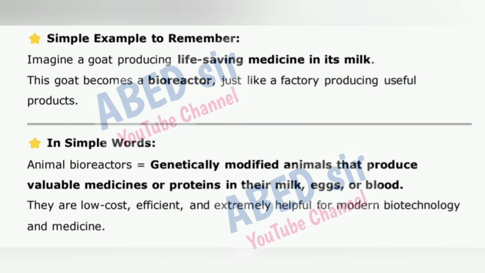Simple example to remember. Imagine a goat producing life-saving medicine in its milk. This goat becomes a bioreactor, just like a factory producing useful products. In simple words, animal bioreactors equal genetically modified animals that produce valuable medicines or proteins in their milk, eggs, or blood. They are low-cost, efficient, and extremely helpful for modern biotechnology and medicine.